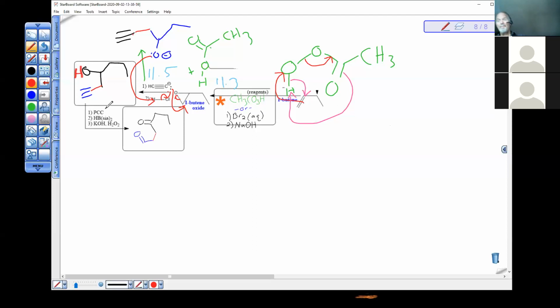PCC mechanism we're not responsible for. And we did already earlier today the HB(Sia)2, KOH, H2O2. So we're not going to do that. This would be a logical stop in this one.